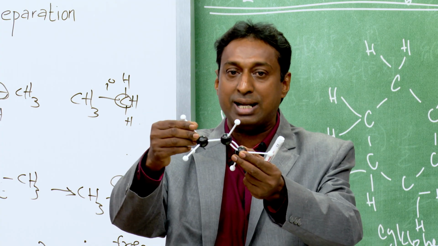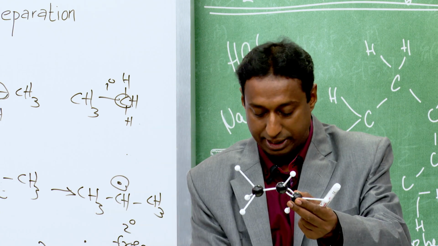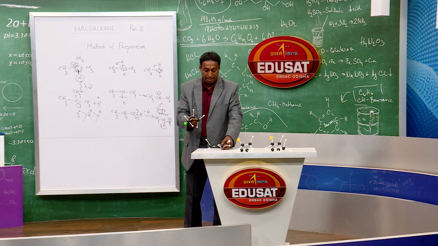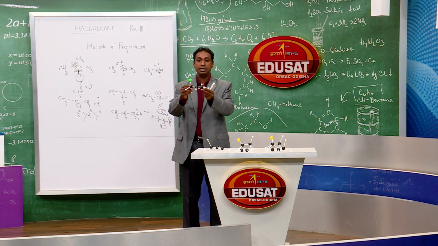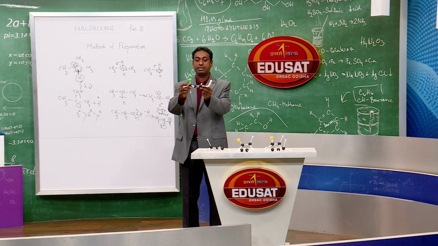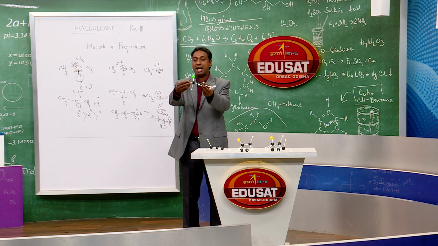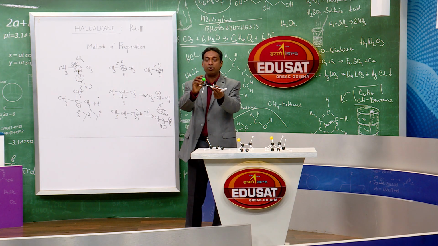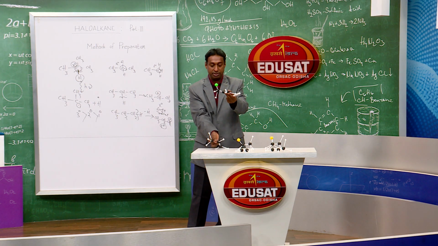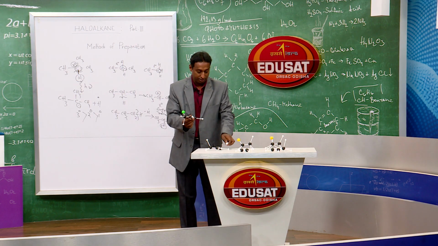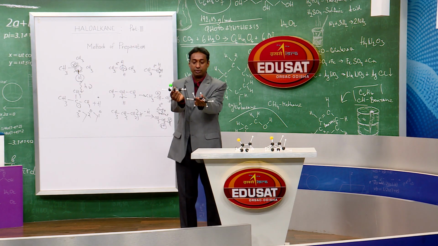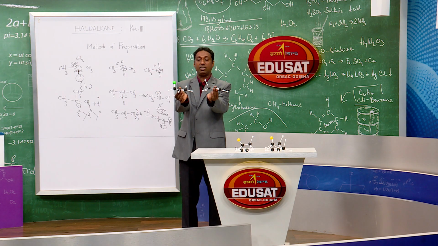I replace one hydrogen and put one chlorine. You see this one. This one is the product you get. This is called the allylic chloride. You see, this is allylic chloride because one hydrogen atom is replaced by one chlorine atom. Look at this difference. This is the reactant, this is the product. And you see the differences.